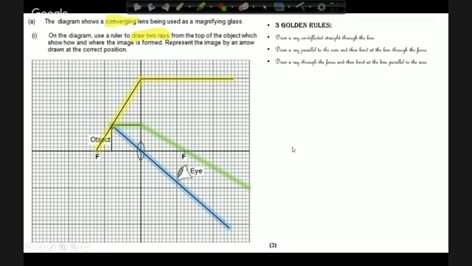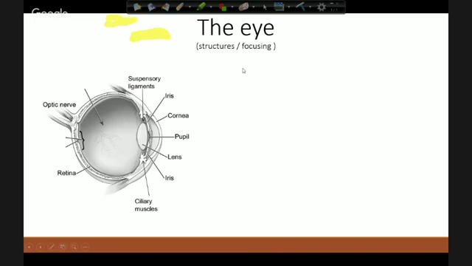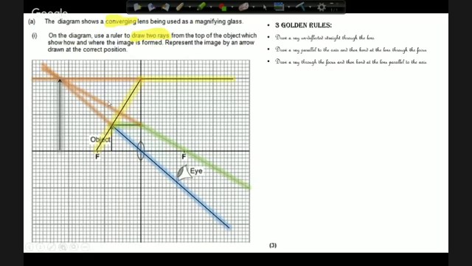Okay, so if I look where the image is now, it's on the far... Oh, on the far left. And we could describe that image as well. We could say it's magnified, we could say it is virtual, and it is upright. Okay.